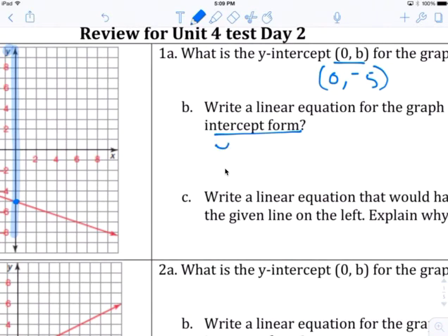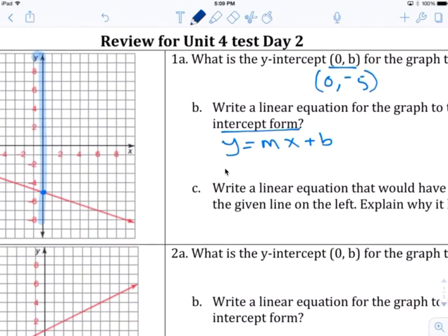Write a linear equation for the graph to the left in slope-intercept form. Slope-intercept form is y equals mx plus b. M is the slope, and b is the y-intercept. We already got b here, -5. That's b right here.